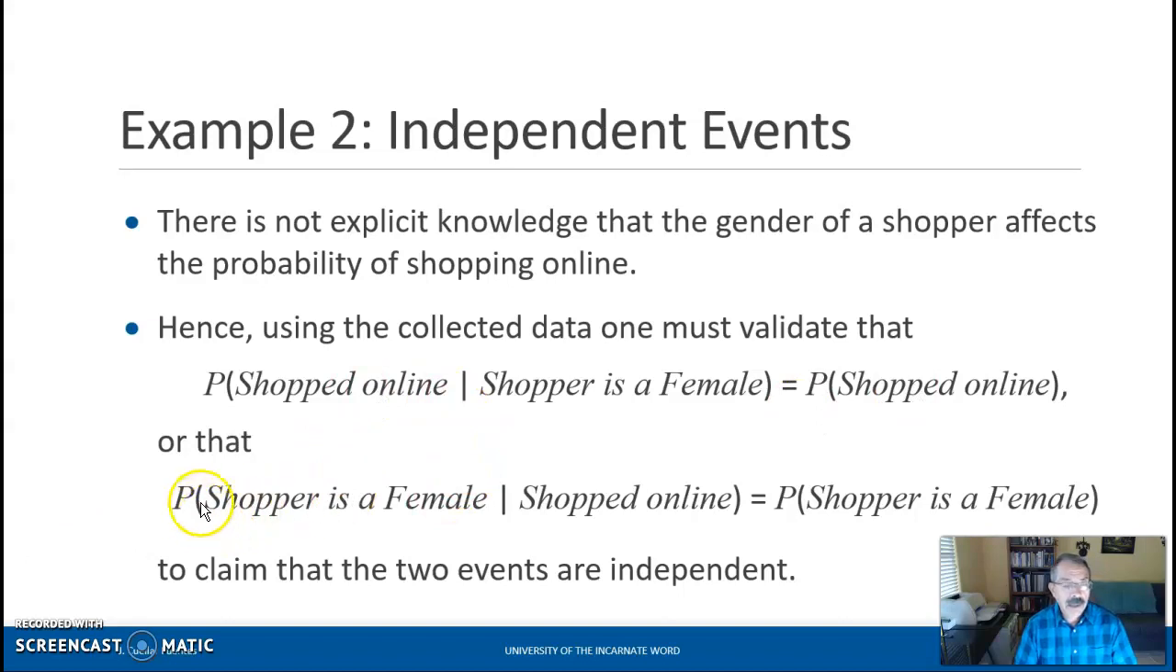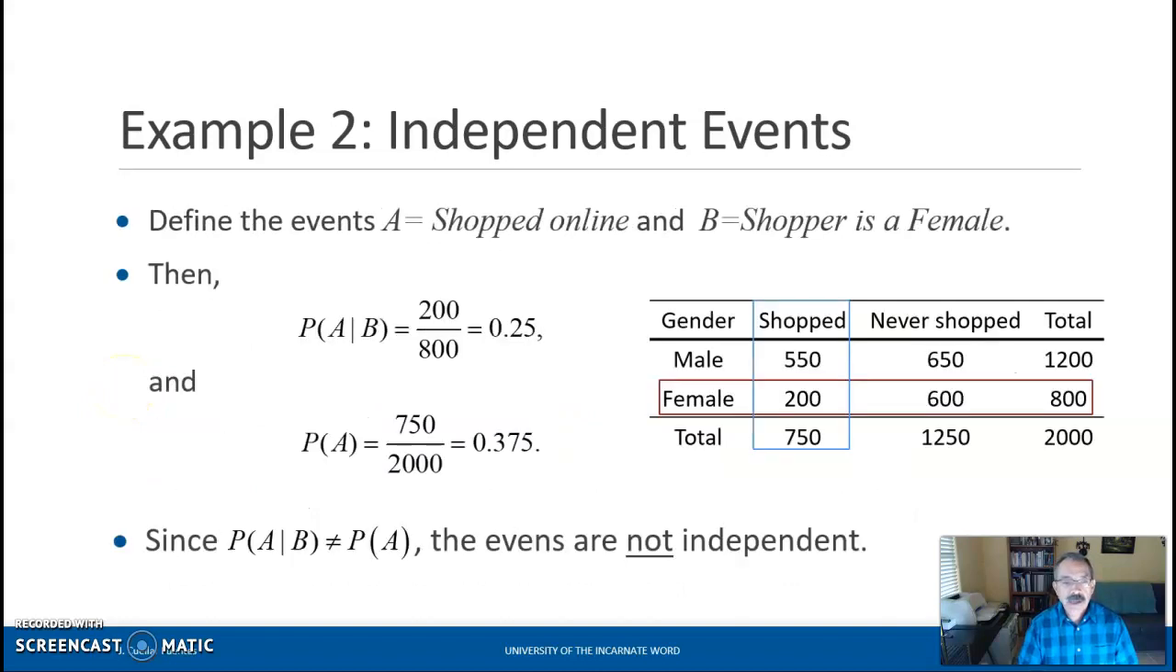Alternatively, we can demonstrate it this way. We can calculate the probability the shopper is a female, conditioning on having shopped online. And if that conditional probability is equal to just the probability the shopper is a female, again, we demonstrate that these two events are independent. So either way, you can do these calculations and demonstrate independence if you get this equality. So let's use the data and calculate that.